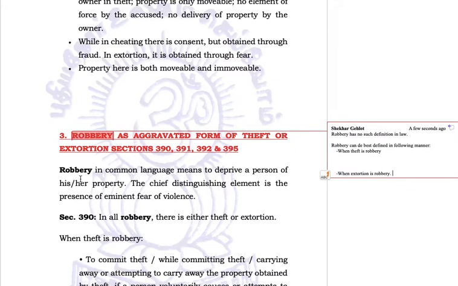Now let us read. Robbery in common language means to deprive a person of his or her property. The chief distinguishing element is the presence of imminent fear of violence. In all cases of robbery, either there is theft or extortion. When theft is robbery, when theft will become robbery, when we will call an act which otherwise amounts to theft a robbery.